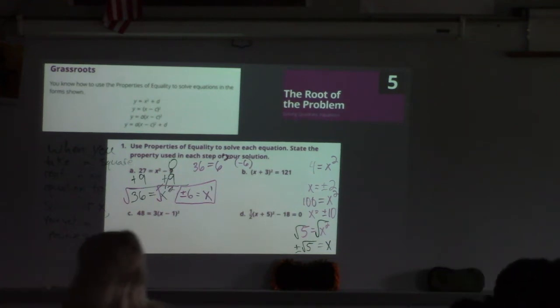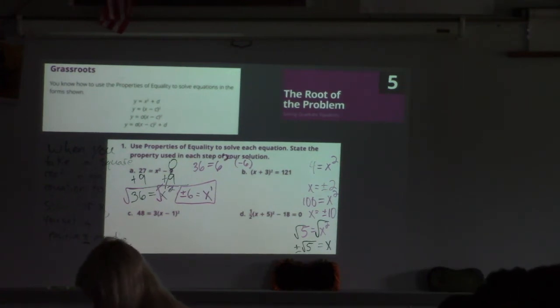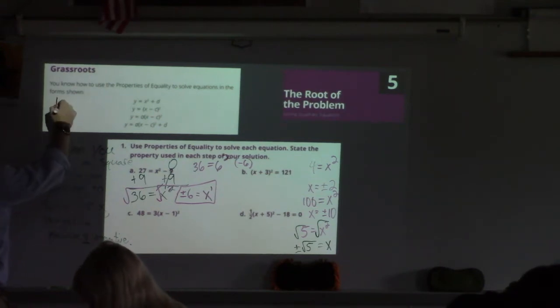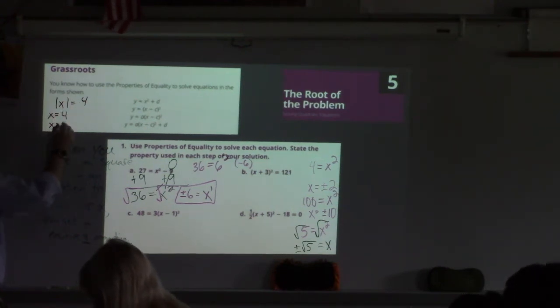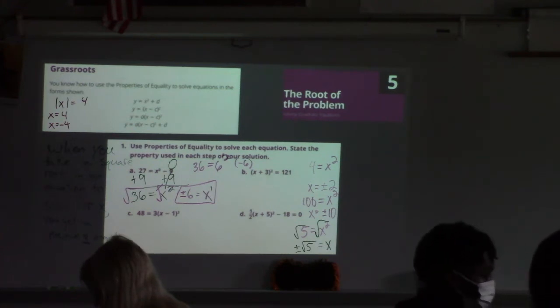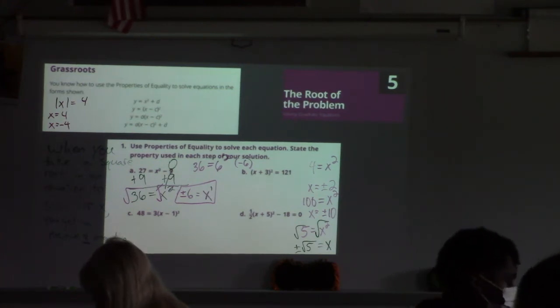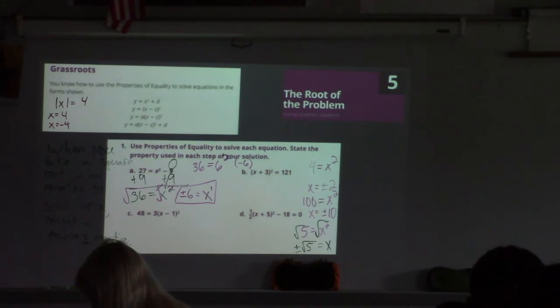Every time. Does that remind anybody of any operations or any types of equations we've already looked at this year? Say it again? Absolute value, right? Remember with the absolute value of x is equal to 4, well x could equal 4, but x could also equal what? Negative 4. Right? Same idea. You gotta keep in mind that you're gonna get both a positive and a negative.